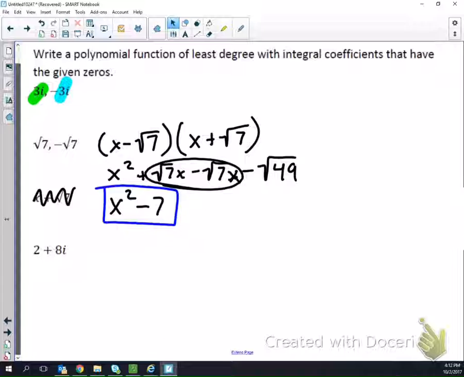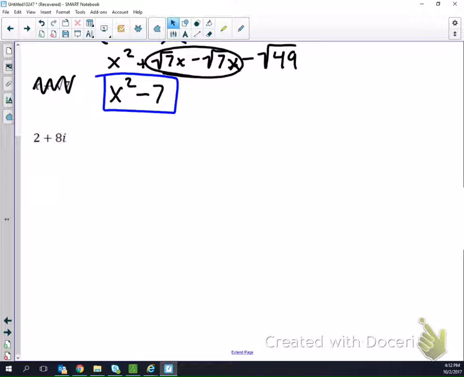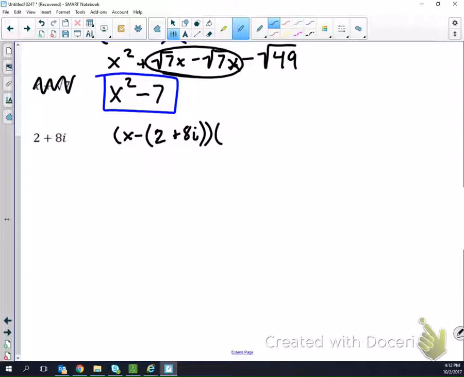All right, so let's do this once more. We've got a bit more of a complex number. So not just an imaginary, not just an irrational, but a complex number because we've got our rational plus our imaginary. We start out pretty much that same way. So we've got x minus, and now our first one would be a 2 plus 8i. And then we've got x minus its conjugate pair, which would be 2 minus 8i. So x minus 2 minus 8i.